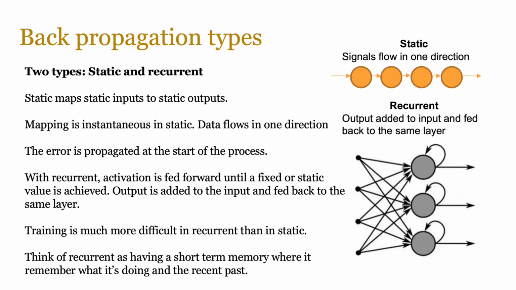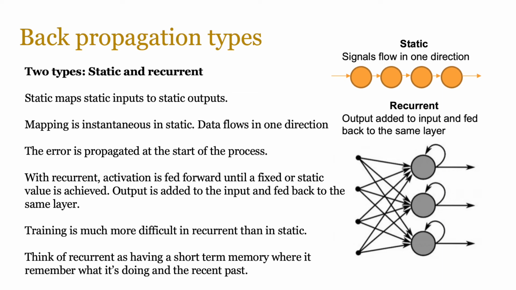So the error basically gets propagated at the start of the process for static, and for recurrent, the output is normally added to the input and fed back to the same layer. And generally recurrent is time-based, so it's going to remember a huge amount of iterations compared to static, which will be fixed. Both static and recurrent suffer from a problem known as the vanishing gradient problem, that as you propagate the errors back over time, the gradient actually ends up vanishing.